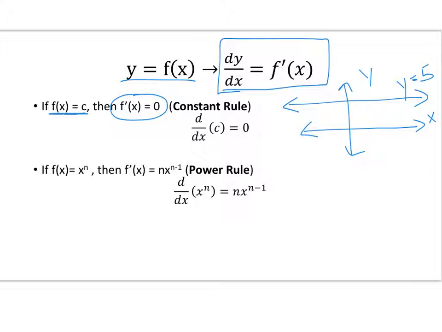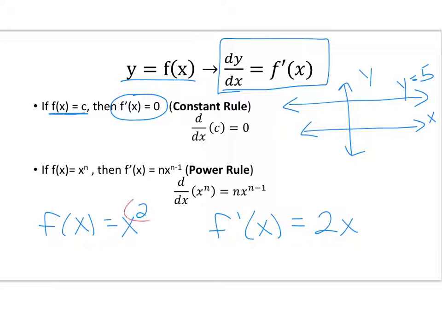If f of x equals x to a power, then the derivative is equal to nx to the n minus 1, where n was the original power. This is called the power rule. And we saw that when f of x was equal to x squared, we found that the derivative was equal to 2x. So basically for the power rule, I'm taking the exponent, right? The exponent moved out front, and then 2 minus 1 is what I'm doing up in the new power, and so that's where I get 2x to the first, because 2 minus 1 is just 1.